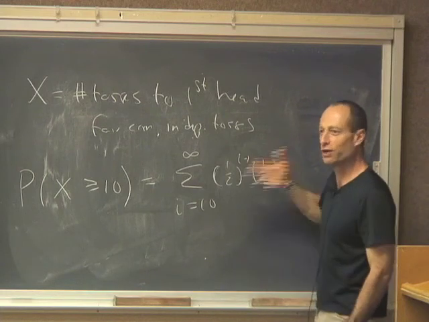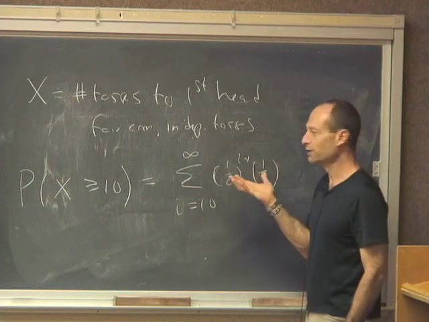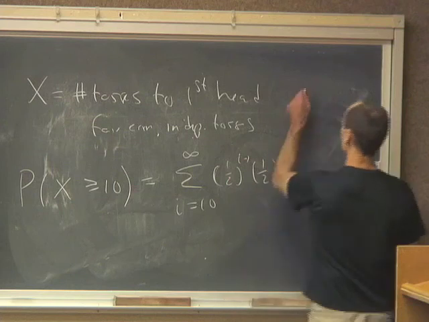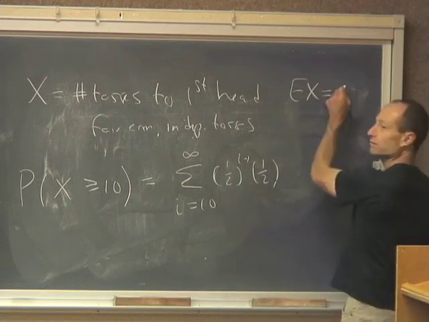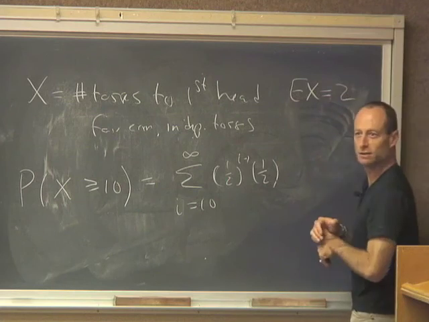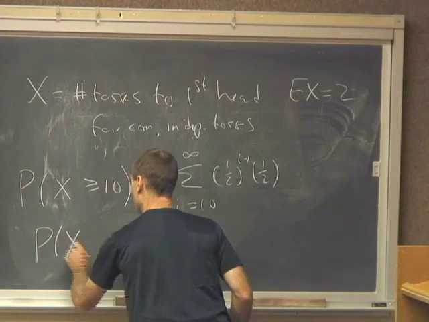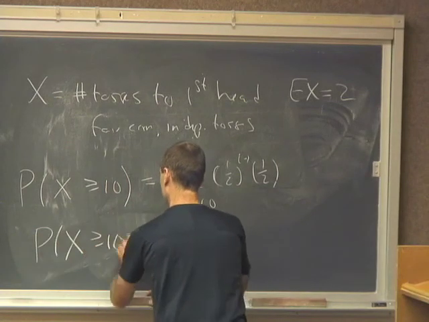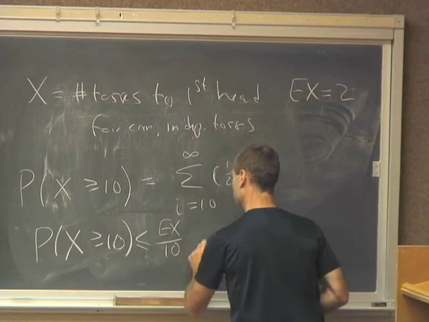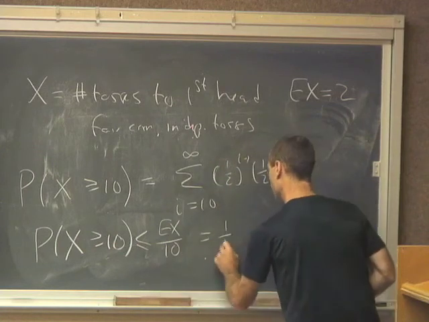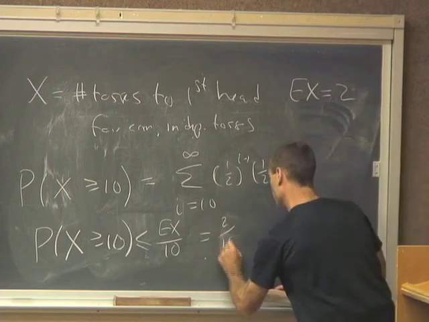But if I wanted to just very quickly get a bound using Markov's inequality, what could I do? What's the expected value of X? Okay, 1 over p, which is 2. So the probability that X is greater than or equal to 10 is less than or equal to E of X over 10, which is 2 over 10, a fifth.